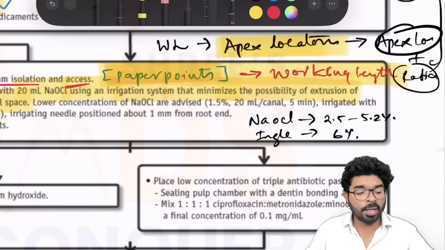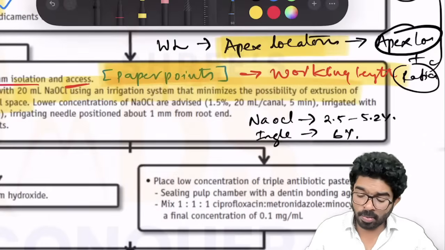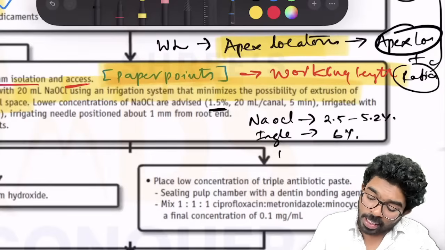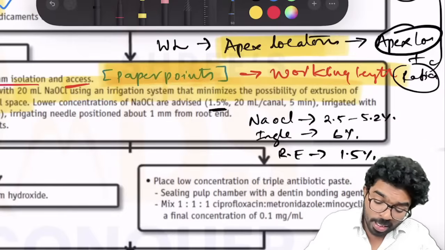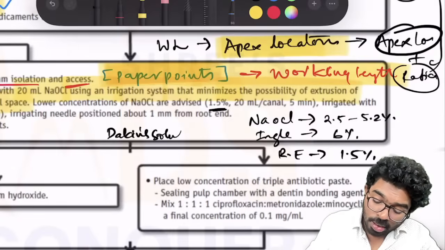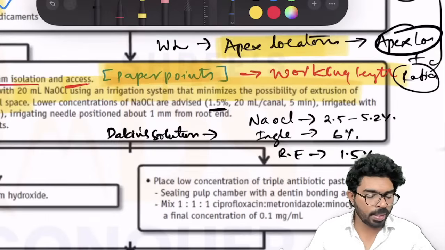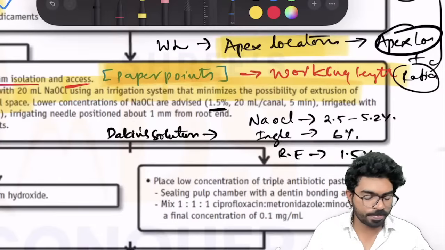But in this particular scenario, I am using a lower concentration. In regenerative endodontics, the amount of NaOCl I'm going to use is 1.5 percent. Can anyone tell me what is the percentage in the case of Dakin's solution, the solution which was used during the world wars to clean wounds? Anyone? What is the percentage of NaOCl in Dakin's solution?